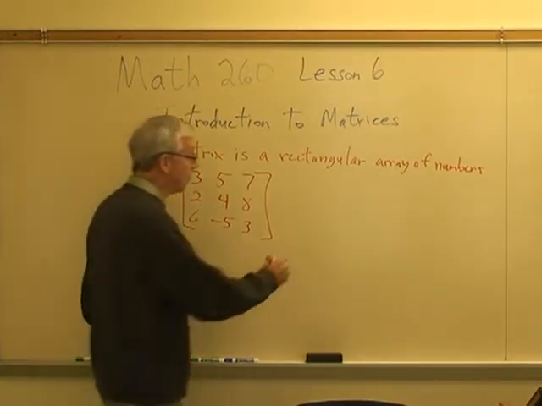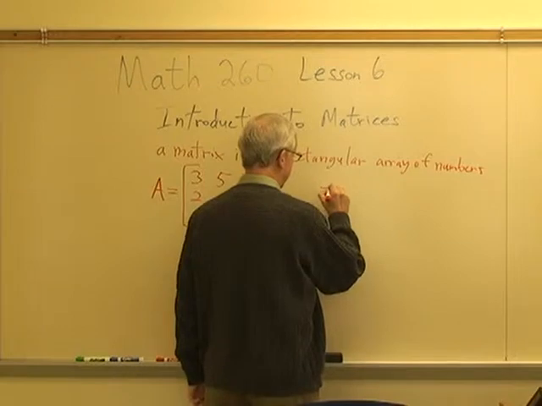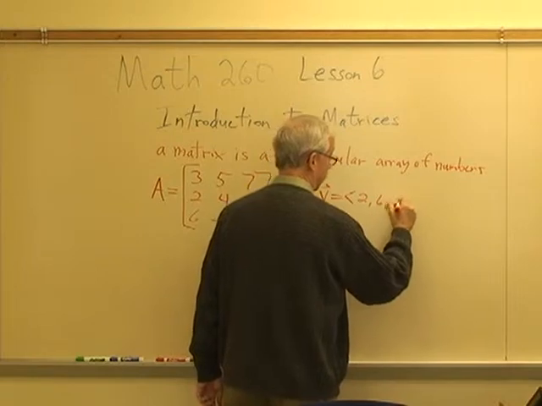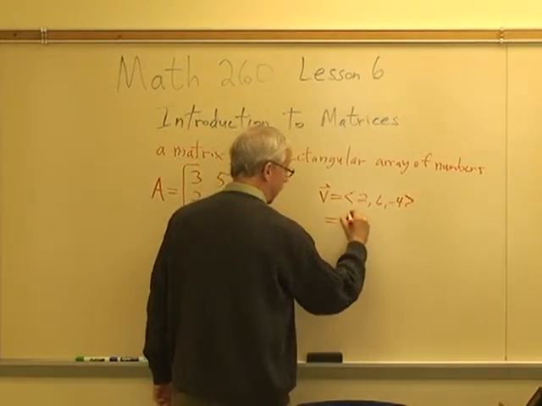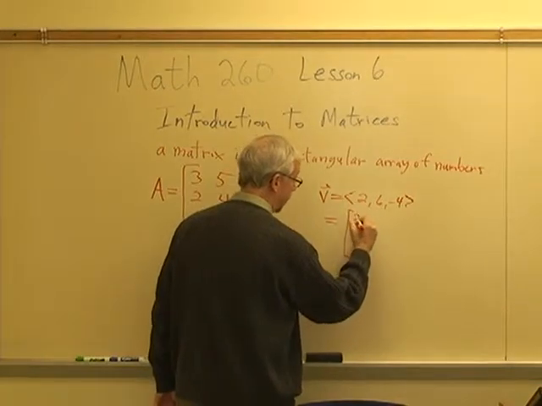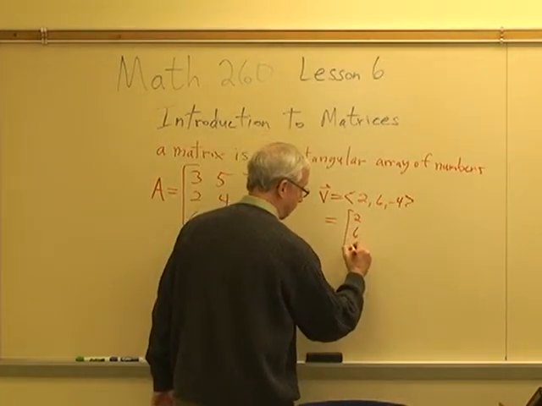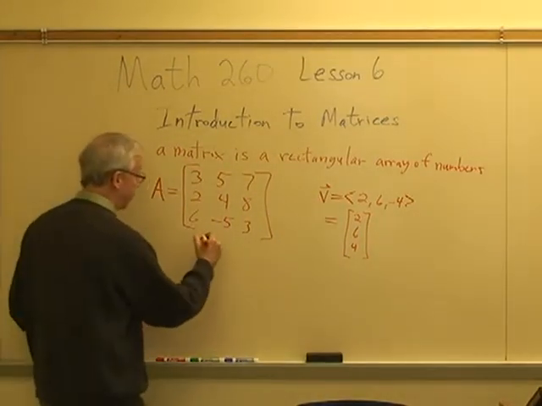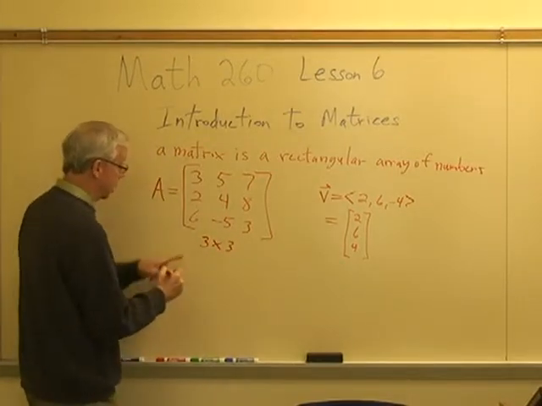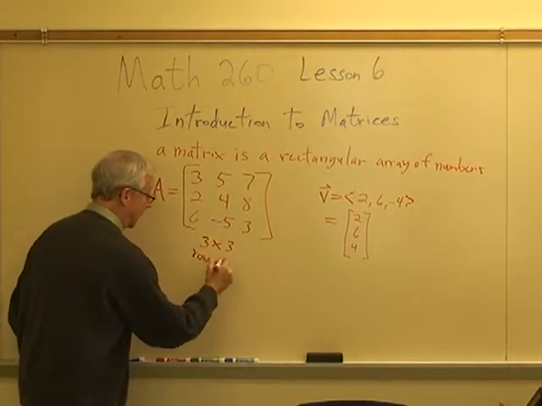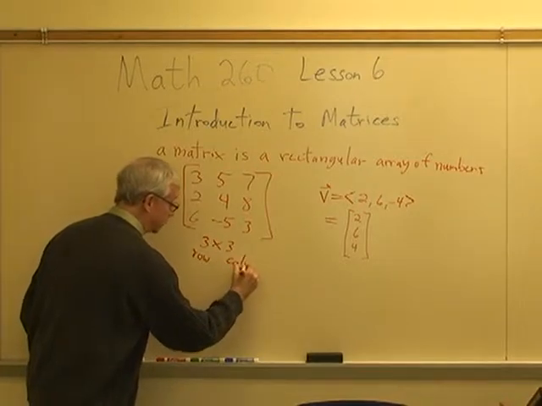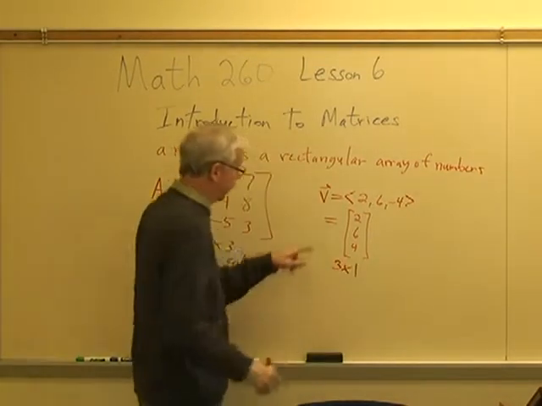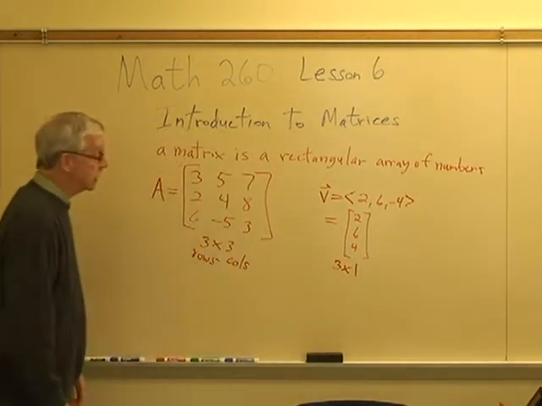And in fact, we can think of vectors in general. The vector v that we've been writing with angle brackets, 2, 6, minus 4, let's say, can also be thought of as a matrix with only one column. Like that. So we would say this is a 3 by 3 matrix because it has 3 rows and 3 columns. And this would be a 3 by 1 matrix because it has 3 rows and only 1 column.